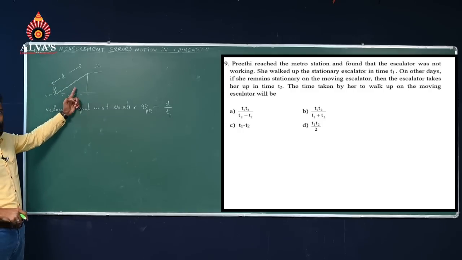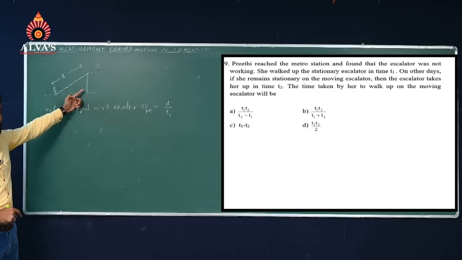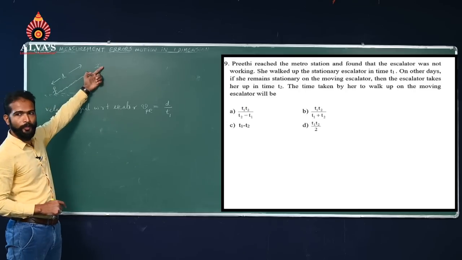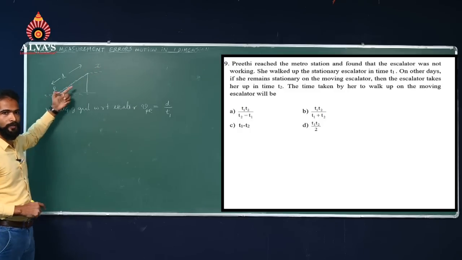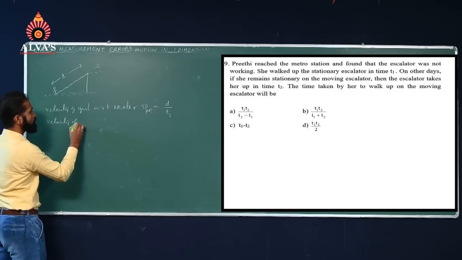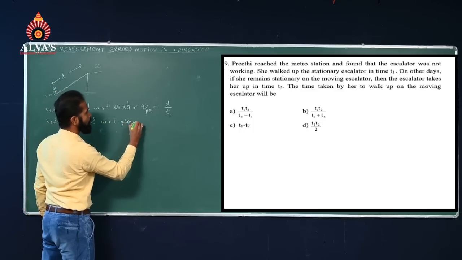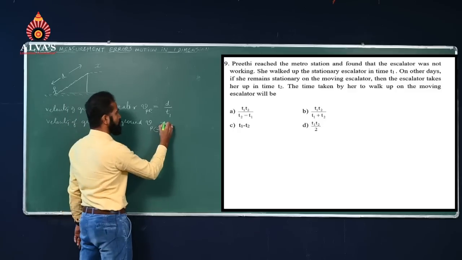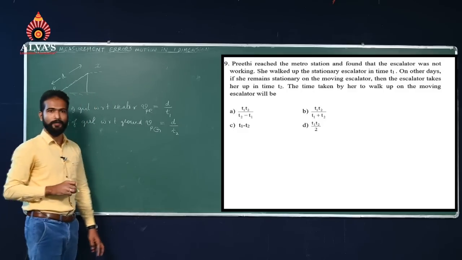And the second situation is given. The girl, as per the statement of the question, on the other days, if she remains stationary on the moving escalator, then she reaches up in time T2. So she is not moving, only escalator takes her up. That means her velocity is now with respect to the ground. So velocity of girl with respect to the ground, I'll write velocity of Preeti with respect to the ground. That is nothing but distance traveled is once again same, and time is mentioned in the question as T2.